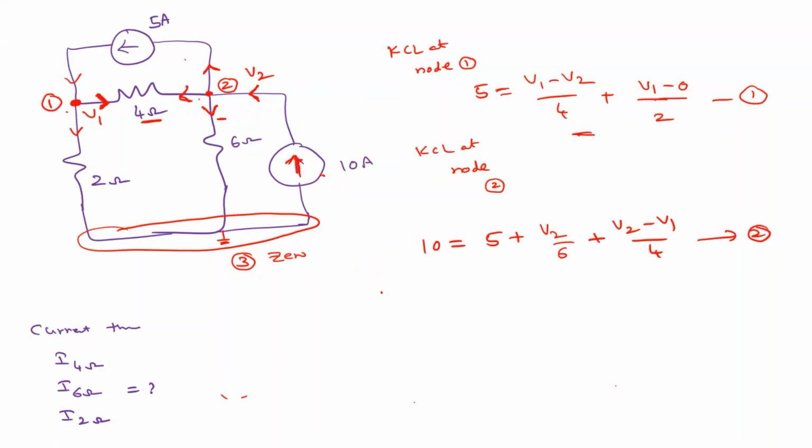Sir, you said V1 minus V2 by 4 is the incoming current. Again, why have you written V2 minus V1 by 4? See, I changed the direction, right? I changed it to the outgoing current. Sir, across a single resistor only one direction of current will flow, not two directions. That's why there is nothing wrong. Okay.